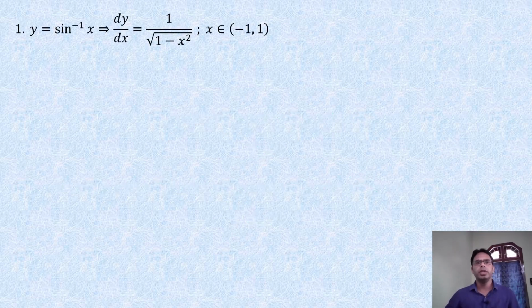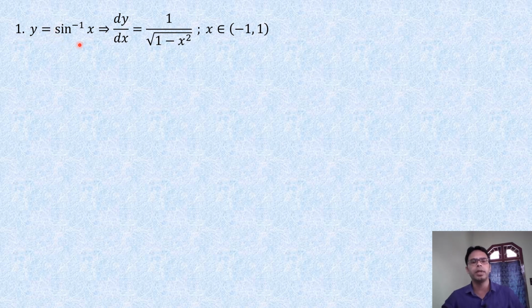First of all, we need some formulas for finding the derivative of inverse trigonometric functions. The trigonometric functions, as you already know, are sin x, cos x, tan x, cot x, sec x, cosec x. And inverse trigonometric functions are sin inverse x, cos inverse x, tan inverse x. This one is sin inverse x: y is equal to sin inverse x.